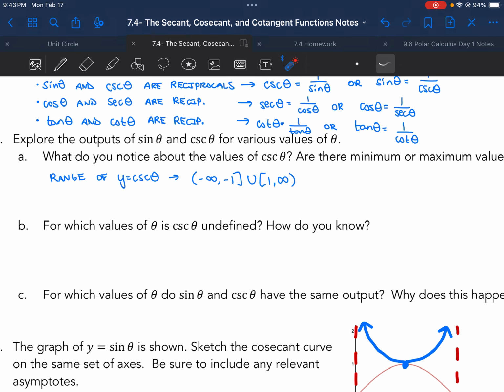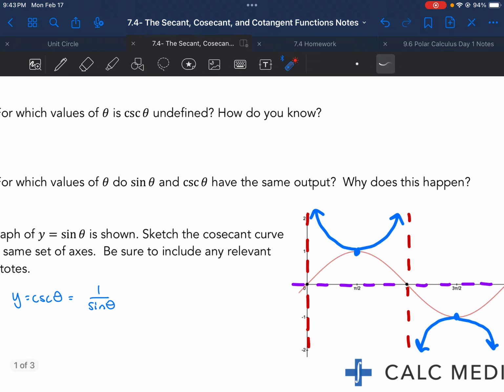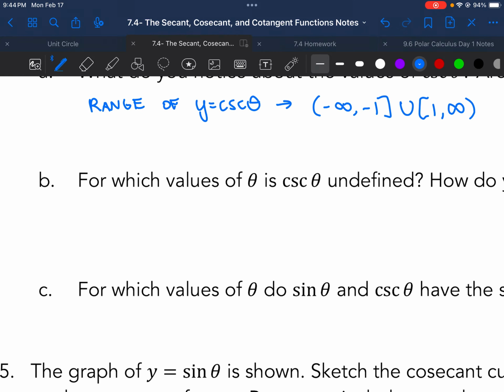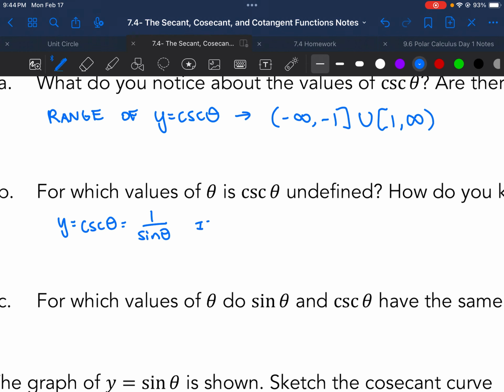For which values of theta is cosecant of theta undefined? Well, cosecant is undefined at all these vertical asymptotes. Now look at how we define cosecant. Cosecant of theta is 1 over sine of theta. If sine of theta was 0, we would have 1 divided by 0, which is undefined. So y equals cosecant of theta is undefined whenever sine of theta is equal to 0.